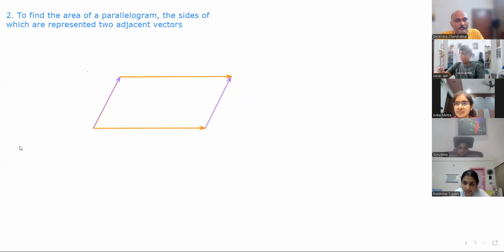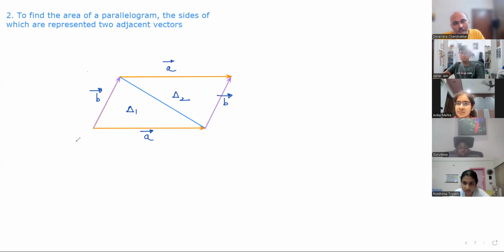So now I divide this into two parts. कर दिया divide मैंने, देखो इसको। So this is triangle 1, this is triangle 2. This is vector A, this is vector B.